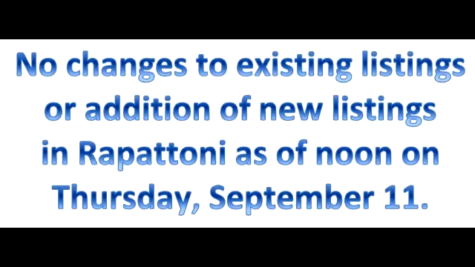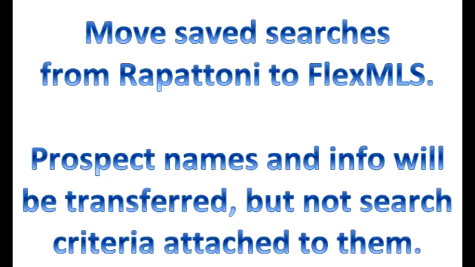And the other thing, number 3. Saved searches. You have your prospects, their names, their contact information have been moved over. But the saved searches related to those prospects or any saved searches you may have named whatever are not transferring over. So you want to begin moving those over to the new Flex system. You want to go into Rappatonee, and there's instructions in your checkoff list that you received at registration on where to go to get your saved searches on Rappatonee.